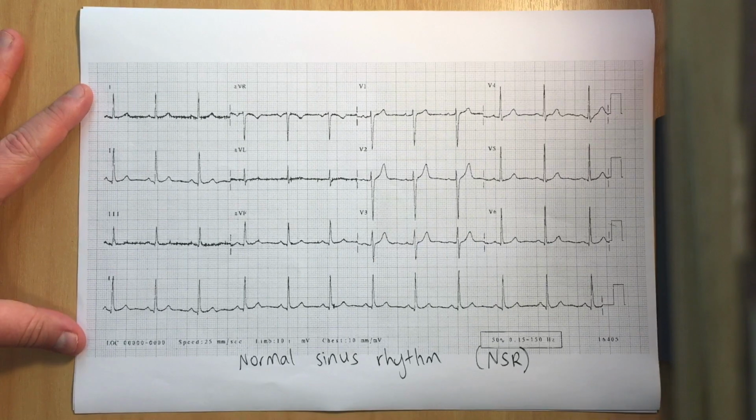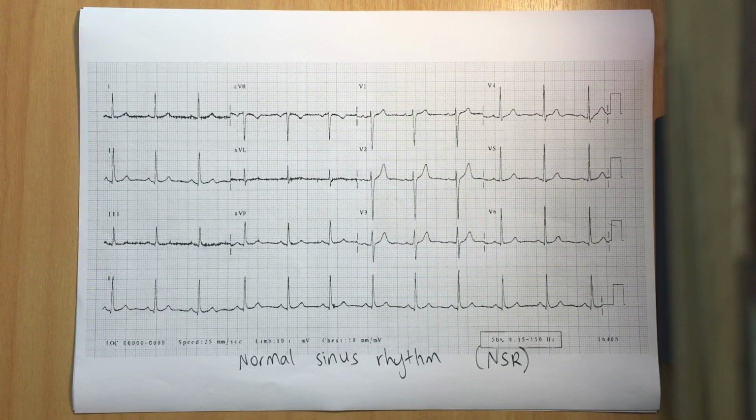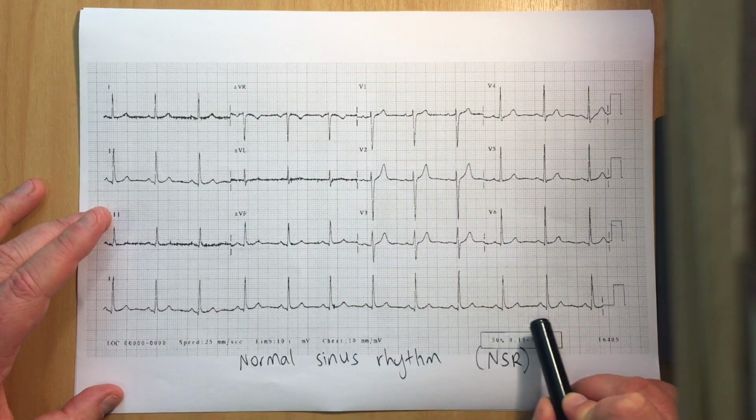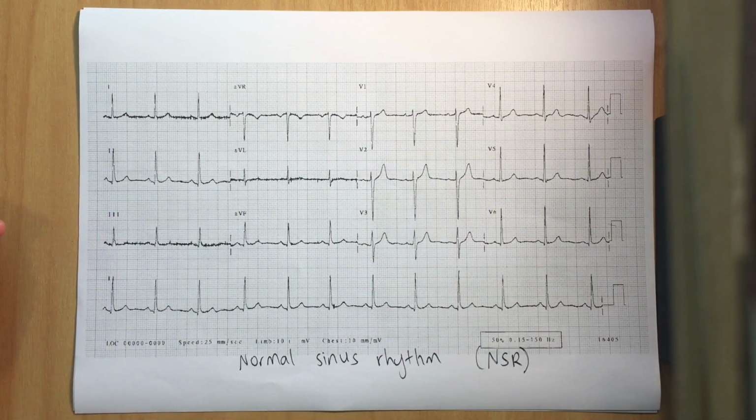We had a look at an ECG in normal sinus rhythm, meaning that it's at a normal rate. This one's at about 75 beats per minute, and there are P waves before every QRS complex, meaning it's coming from the SA node, the sinoatrial node, so it's a sinus rhythm.